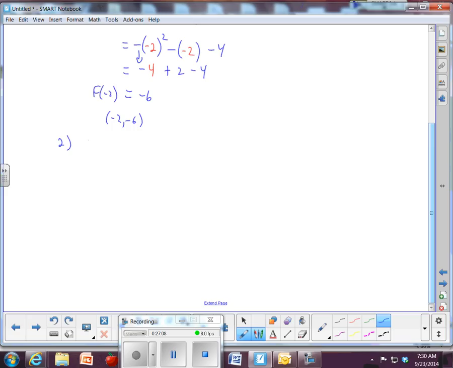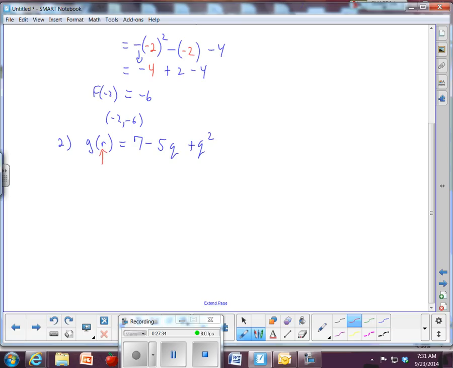You could be given something like this. G of q equals 7 minus 5q plus q squared.